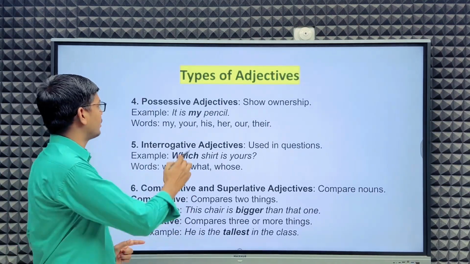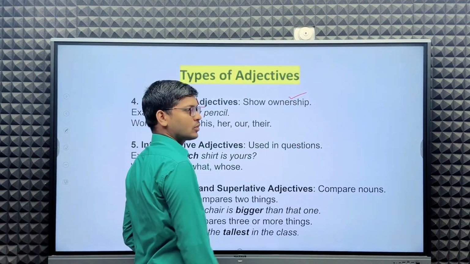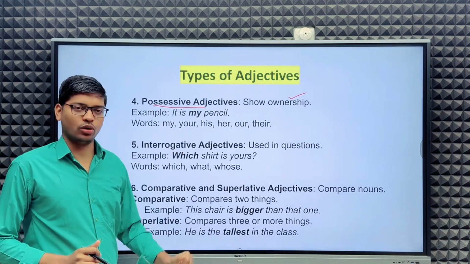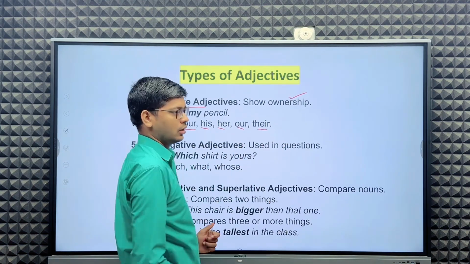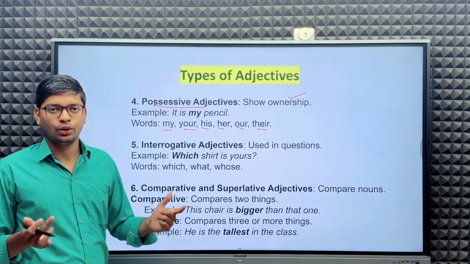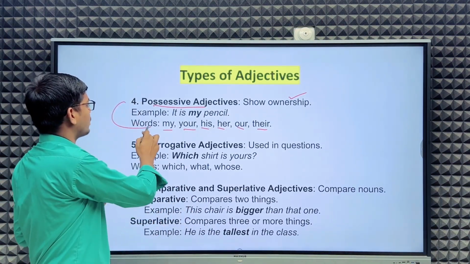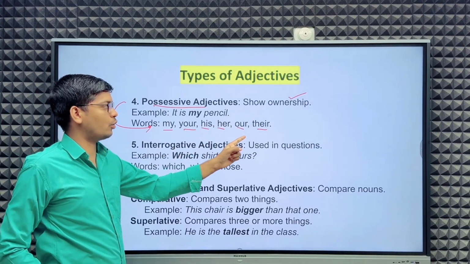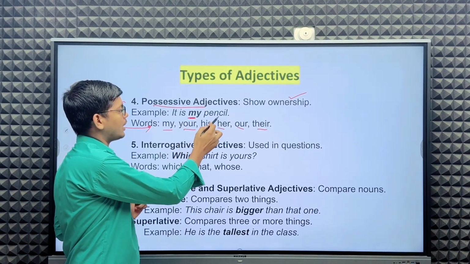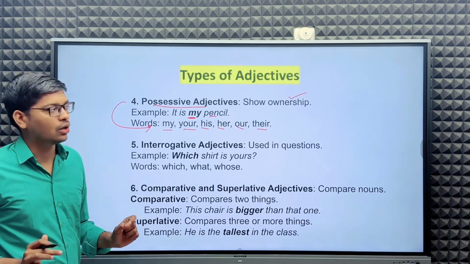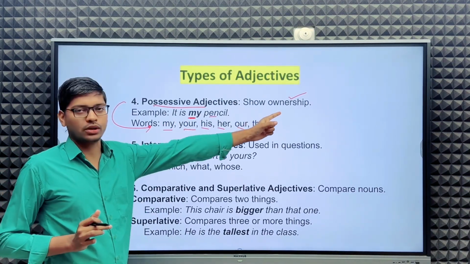Next type of adjectives here, possessive adjectives. A possessive adjective shows ownership. Ownership means my, your, his, her, our, their. Like your wallet, your pen, your purse. Example here: it is my pencil. So my is a possessive adjective and it shows ownership.